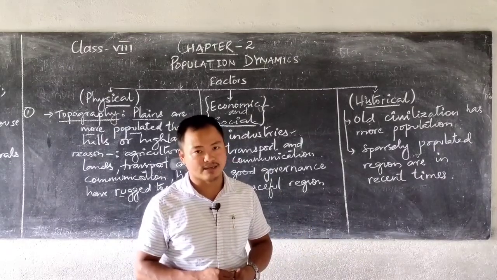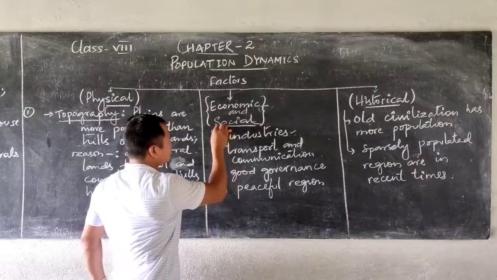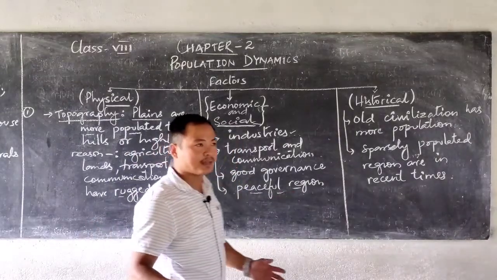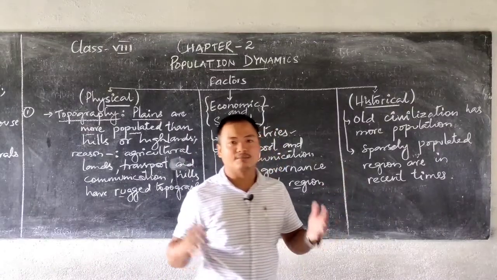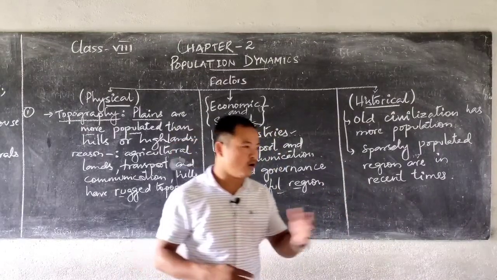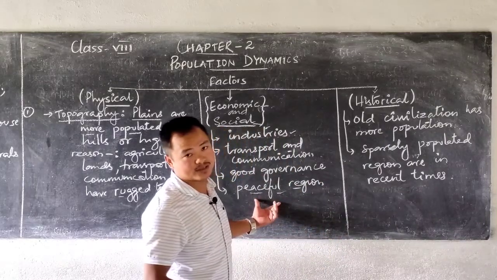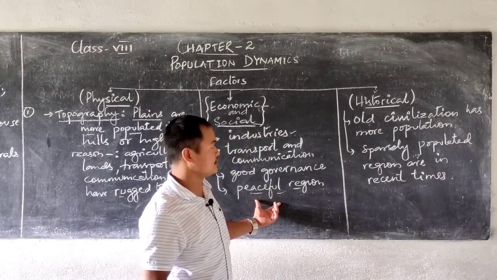And lastly, what we see with social factors is that places that are mostly peaceful, where the society lives in much harmony, with no wars and not many crimes, in such cases populations are always attracted to such places or countries.